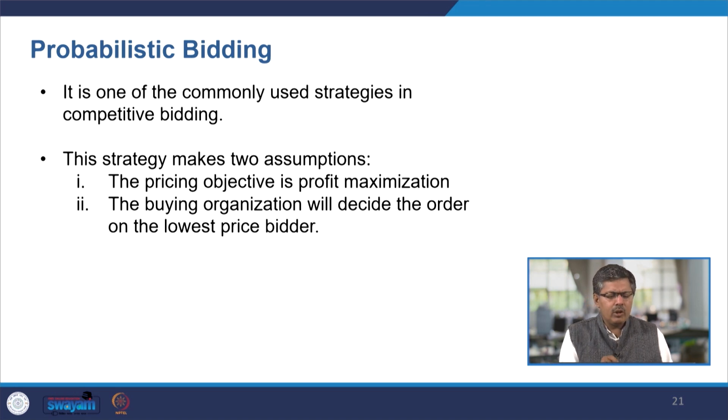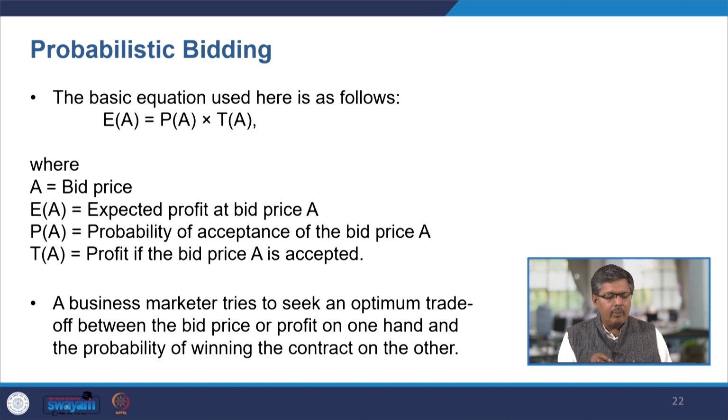Probabilistic bidding is one of the most commonly used strategies in competitive bidding. Now, what happens here? Two things. The pricing objective is profit maximization. The buying organization will decide the order on the lowest price bidder. But the point here is, how is it done? Let us see. The basic equation that is used is: A is your bid price, EA is the expected profit at bid price A, PA is the probability of acceptance of the bid price.